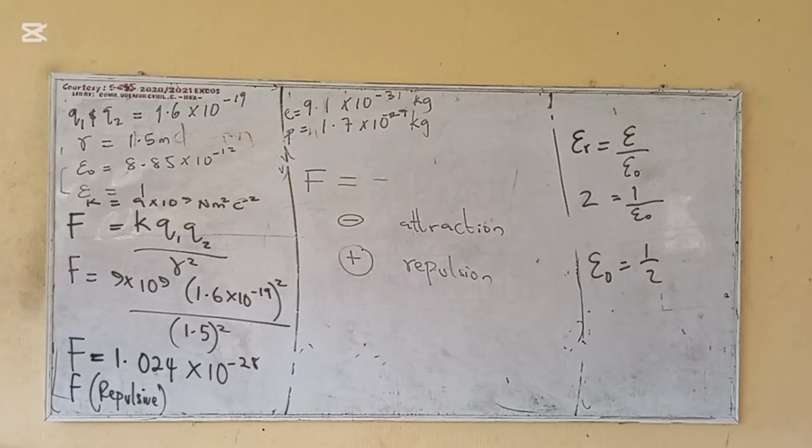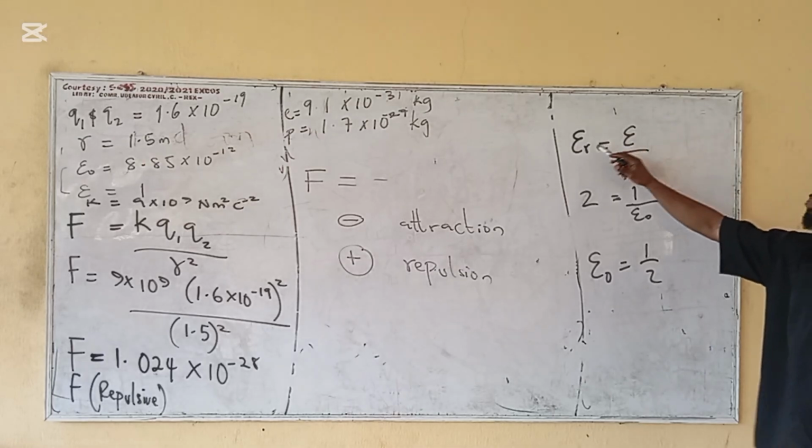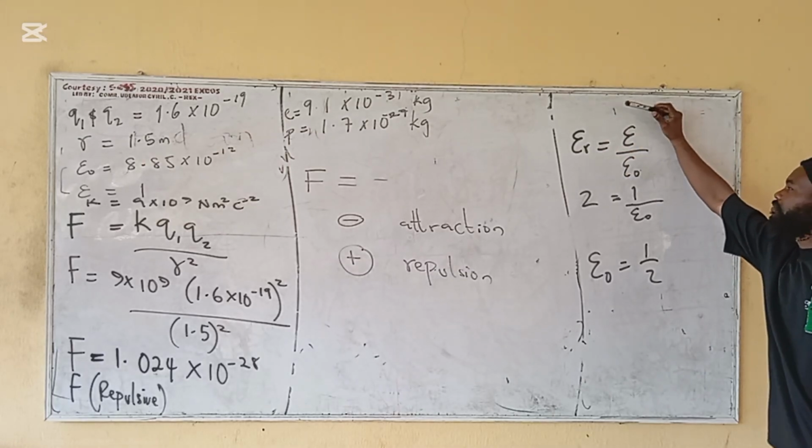Look at this thing: epsilon is equal to epsilon r multiplied by epsilon naught. You just times it by 1.5 squared, just times 2. Then do it again. Okay, we know that this is called.